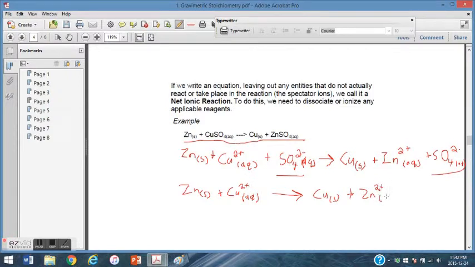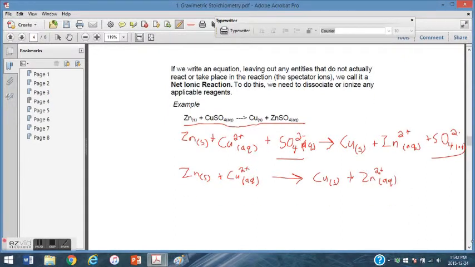Which is aqueous. This is why it's important to write the ion charges and write the states. Otherwise, zinc plus copper gives me copper plus zinc is a meaningless statement. Once I include states of matter, it becomes useful.